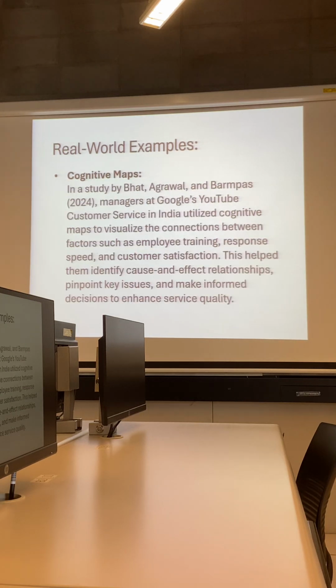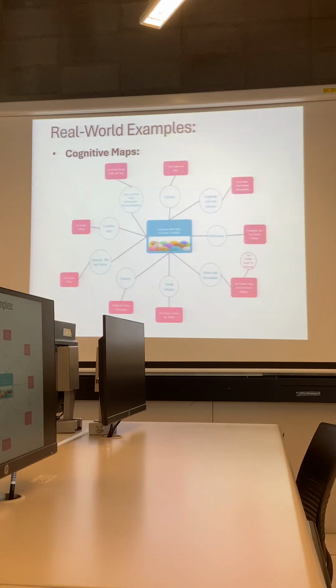Okay. Next one is cognitive map. In a study by Beth et al., managers at Google's YouTube customer service in India utilize cognitive maps to visualize the connection between factors such as employee training, response speed, and customer satisfaction. This helps them identify cause and effect relationships, pinpoint key issues, and make informed decisions to improve service quality. So this is the example of the cognitive map.